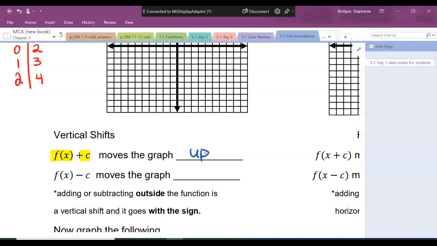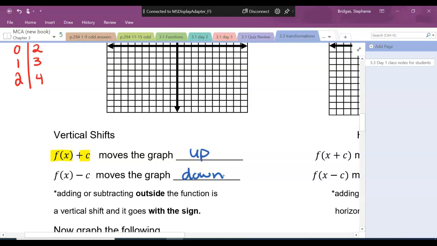Go down. Okay, so this one goes up, this one goes down. And it would be the same whether it's a quadratic or absolute value or any kind of parent function. If you're adding or subtracting it behind the original function, then that's going to move it up or down, okay? And then the next one, again, f of x minus c moves my graph down. And under there, it tells you adding or subtracting outside the function is a vertical shift, moving it up or down. And it is exactly what the sign is. If it's a plus, it's going to move up. If it's a minus, it's going to move down. Does that make a little sense?